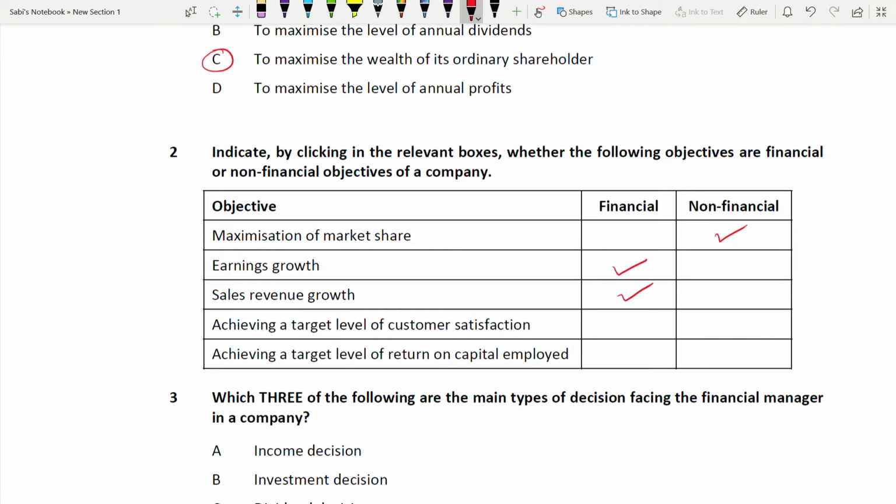Achieving a target level of customer satisfaction, right? Customer satisfaction, non-financial. And the last one, achieving a target level of return on capital employed. So again, it's a financial. So 2, 3, and 5 are financial. The other two are non-financial, because customer satisfaction is a qualitative measure. So it's not financial. Coming to 3.